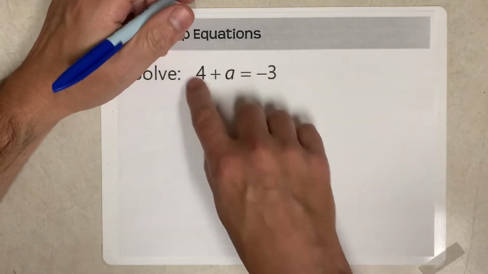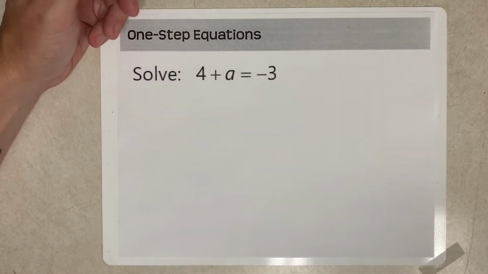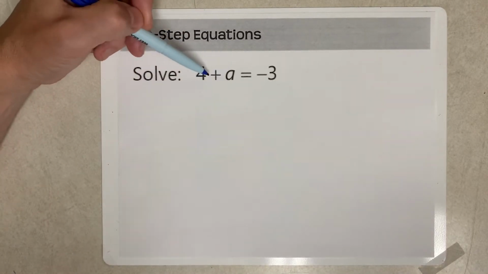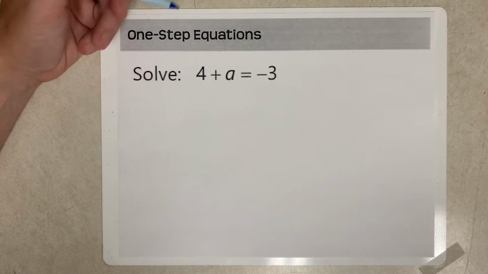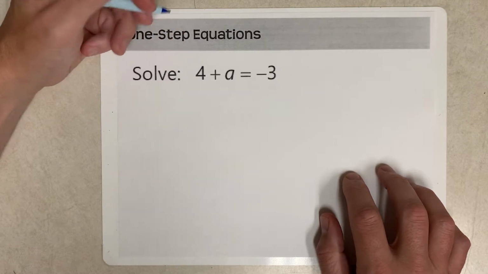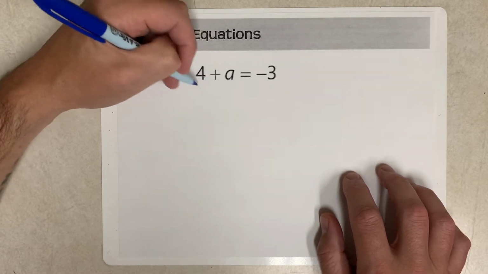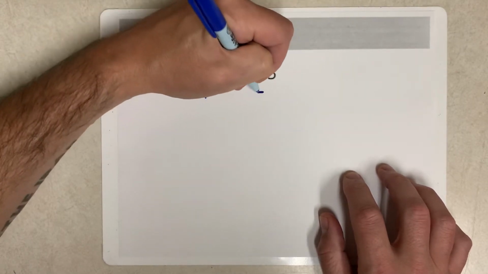We have a one-step equation and it says 4 plus a equals -3. We need to get that a by itself, but a 4 is added to it, a positive 4. So we need to get rid of that 4. The way to get rid of a number or a thing is to do the opposite to it. The opposite of addition with this positive 4 would be to subtract 4 on both sides.